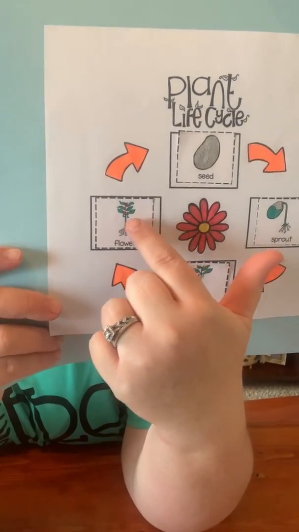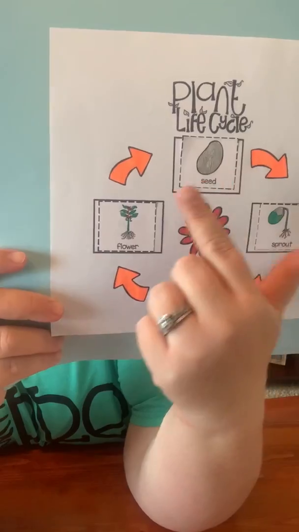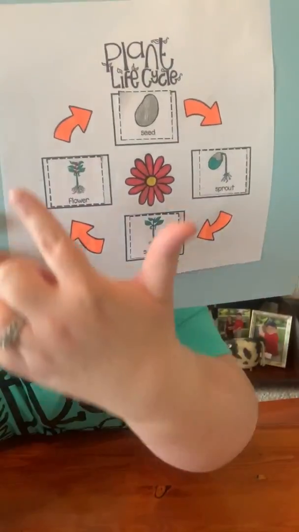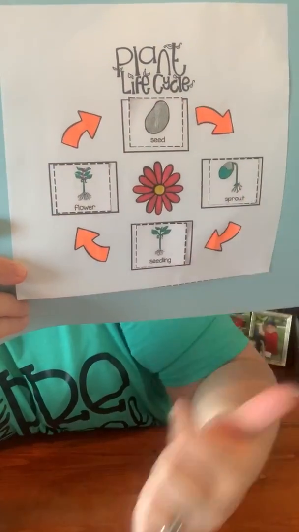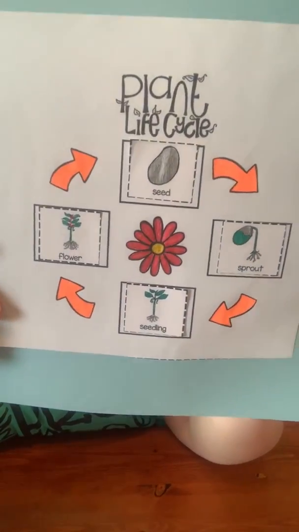And eventually it'll blow those seeds out of that flower, and that seed will land on ground, and then it'll start all over again. That's why we call it a cycle, because it just goes on and on and on. It is its life cycle. That's how plants grow and live.